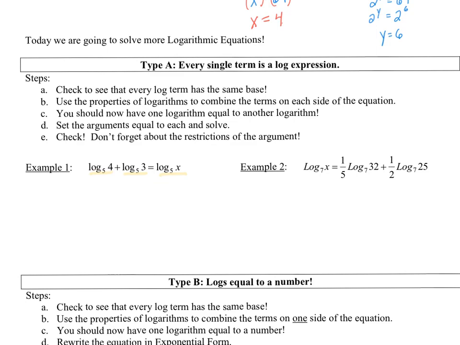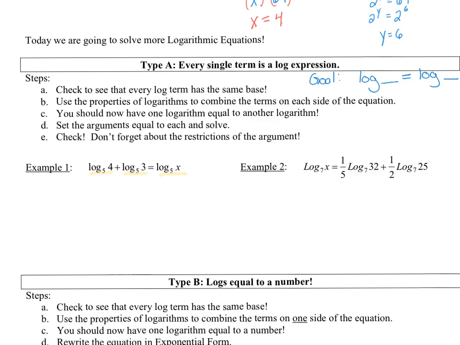Now we're going to use the properties of logs to combine the terms on each side of the equation. The goal for these types of problems is to get a log on one side equaling a log on the other. Whatever that base is, the bases will have to be the same. The arguments might change depending on the problem. But your goal is to get one single log on one side equal to a single log on the other side. So when we look at example 1, we're going to use properties of logs.